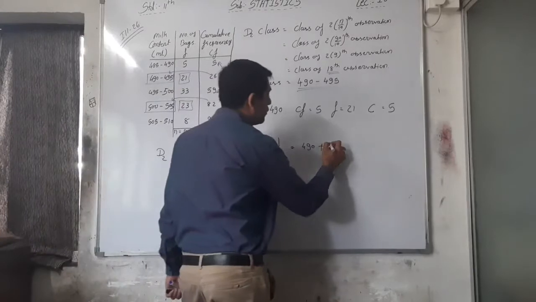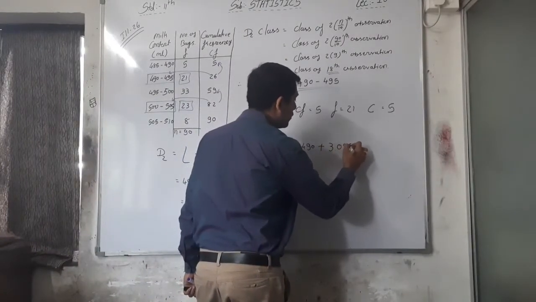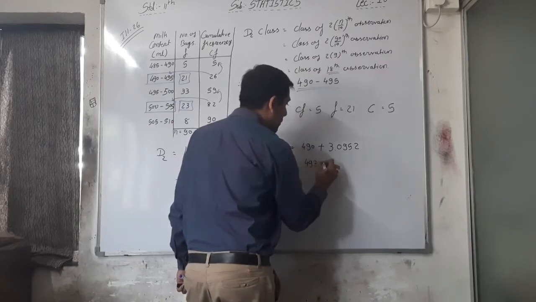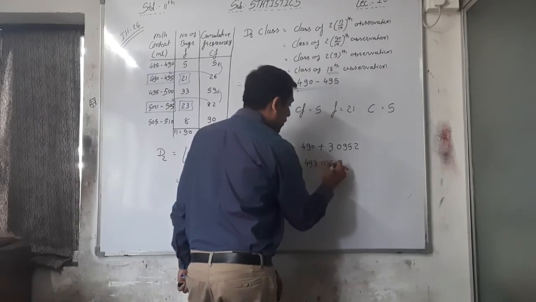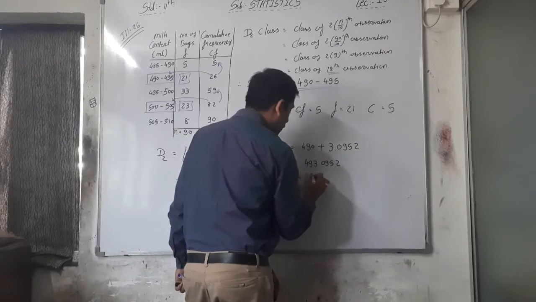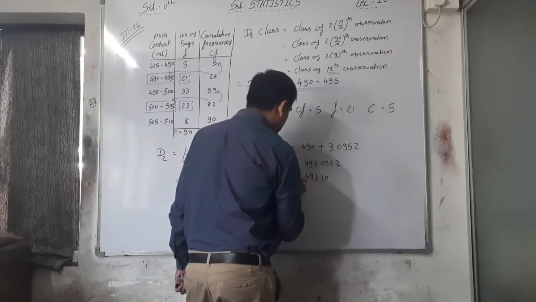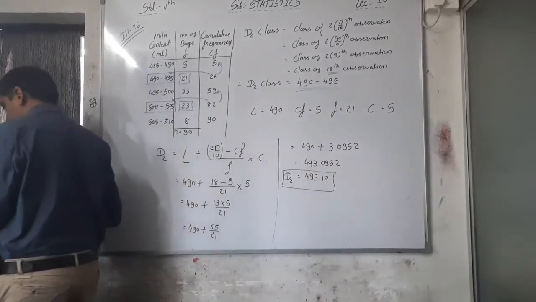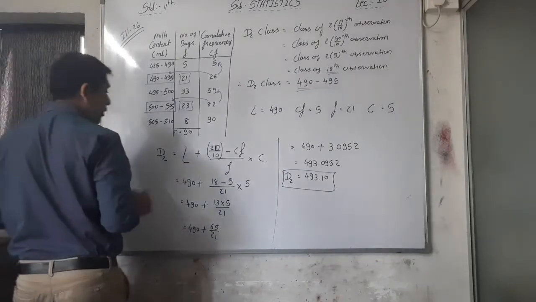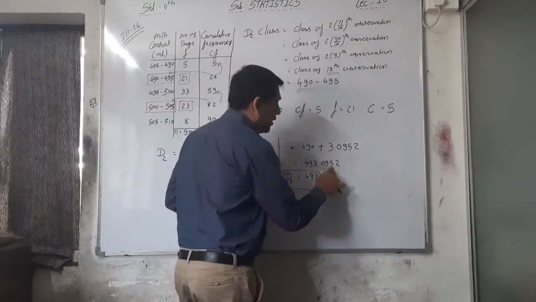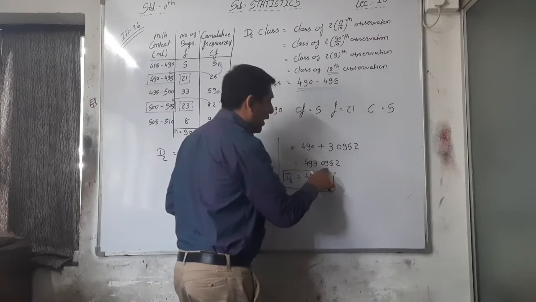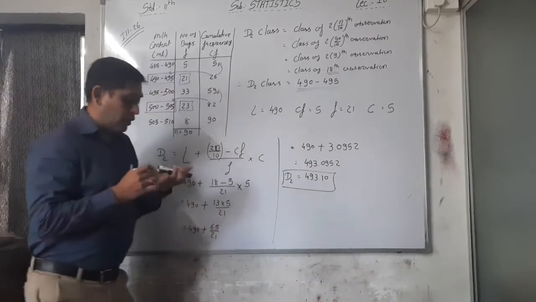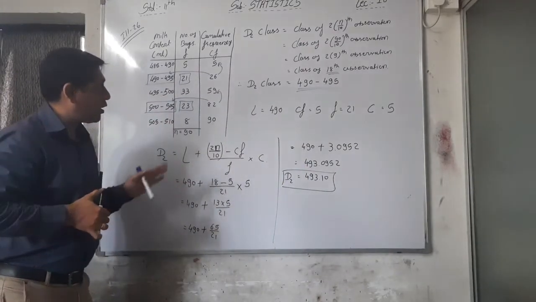3.0952. So here 493.0952, or you can say here 493.10 is your D2. Why? Because here 09, but the third digit is 5, so we have to add 1. So 9 plus 1, that is 10, or you can say 493.1 also, that is your D2.